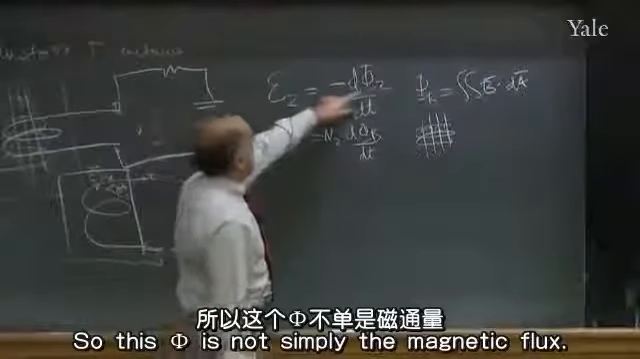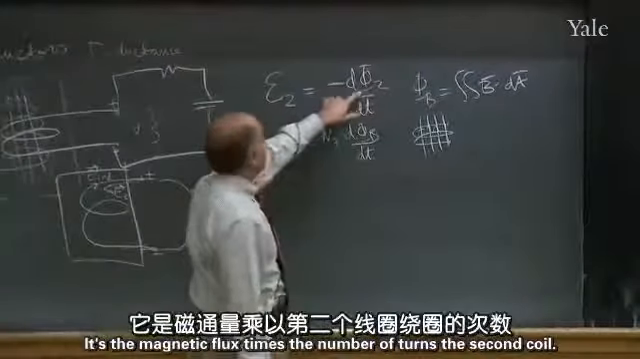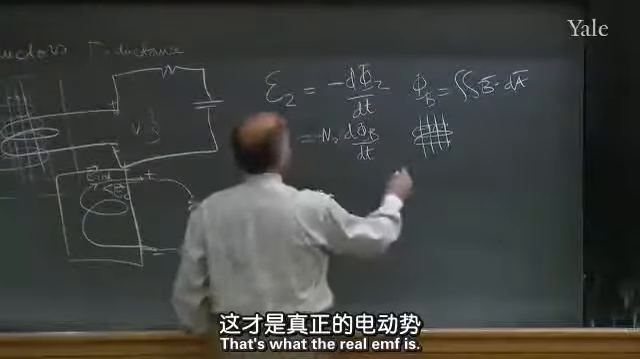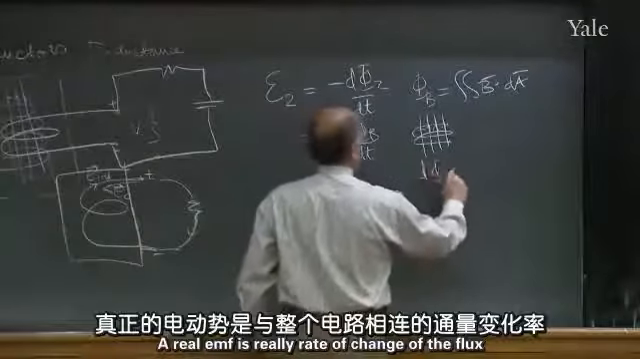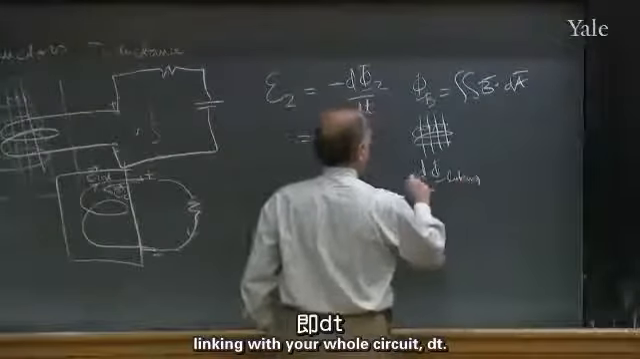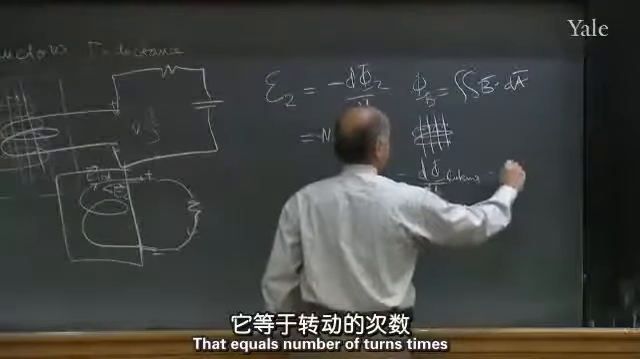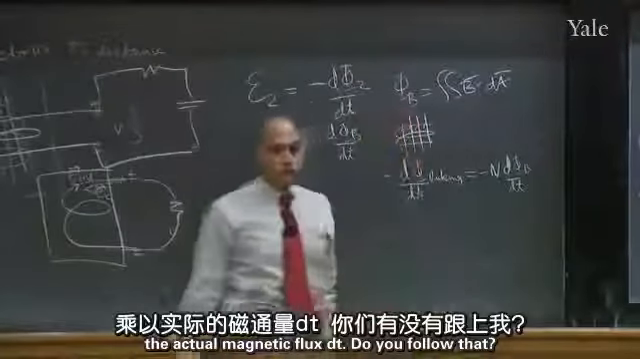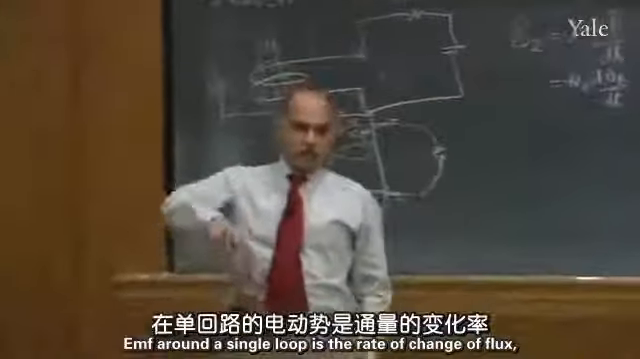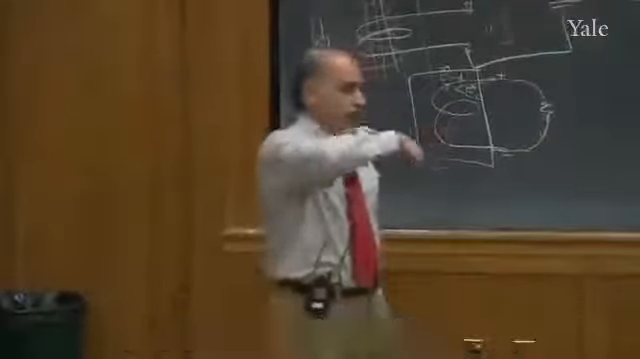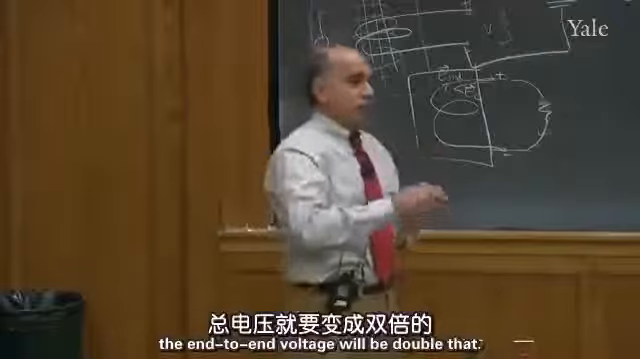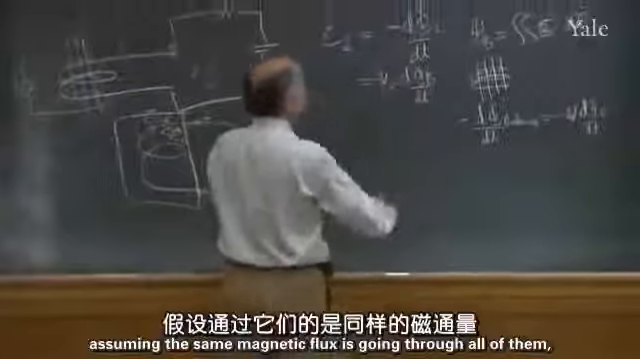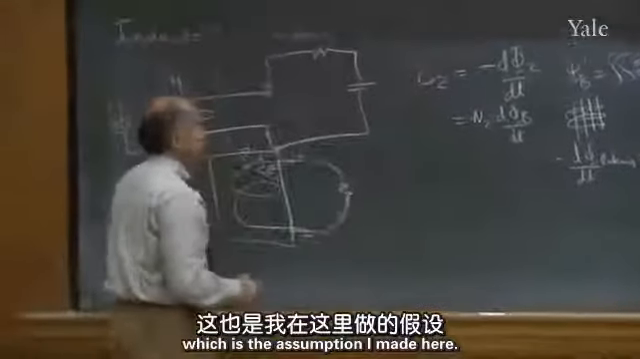So this phi is not simply the magnetic flux. It's the magnetic flux times the number of turns of the second coil. And that's what the real EMF is. The real EMF is the rate of change of the flux linking with your whole circuit, d/dt. That's equal to the number of turns times the actual magnetic flux, d/dt. Do you follow that? EMF around a single loop is the rate of change of flux. But if your coil loops around twice, the end-to-end voltage will be double that. If it loops around 3 times, it will be triple that, assuming the same magnetic flux is going through all of them, which is the assumption I've made here.